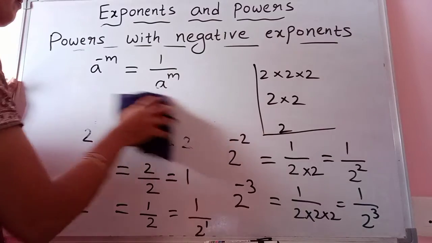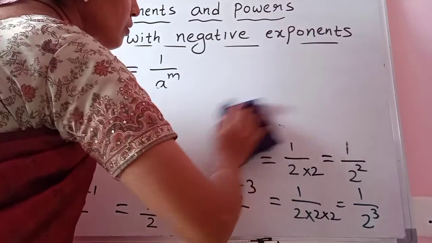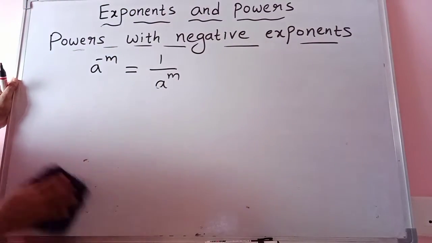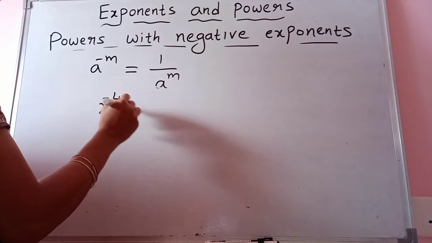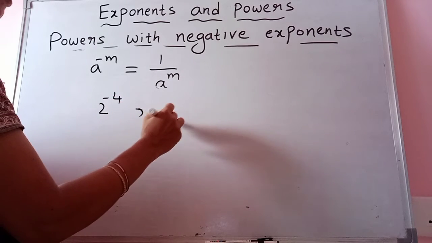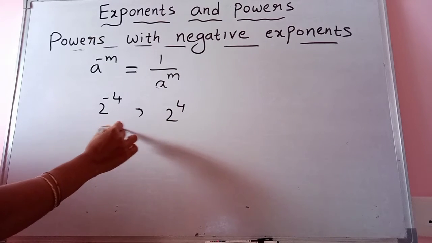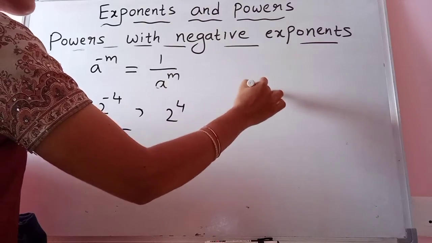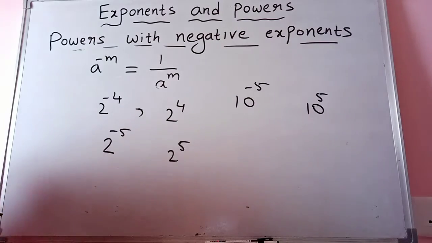Here a to the power of minus m and a to the power of plus m are known as reciprocals, multiplicative inverses of each other. That is, the multiplicative inverse of 2 to the power of minus 4 is 2 to the power of plus 4. The multiplicative inverse of 2 to the power of minus 5 is 2 to the power of 5. 10 to the power of minus 5 is 10 to the power of 5. Both are multiplicative inverses of each other.